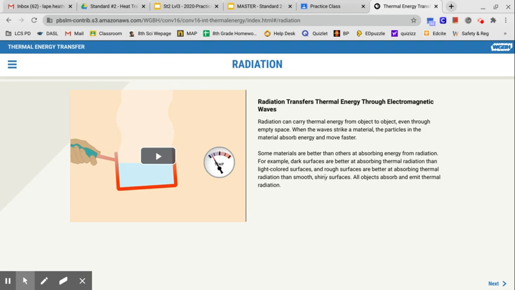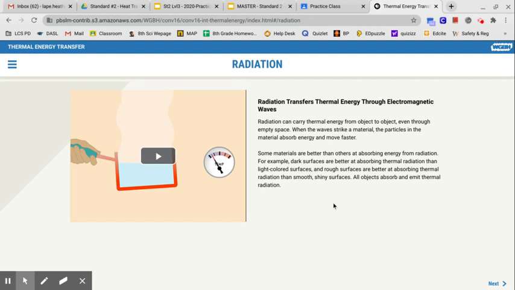Radiation would be thermal energy through waves. You're going to watch this video here, and radiation can carry thermal energy from object to object, even though there's empty space. So when waves carry the energy from one place to another through, it could be air, it could be water, but that would be radiation.